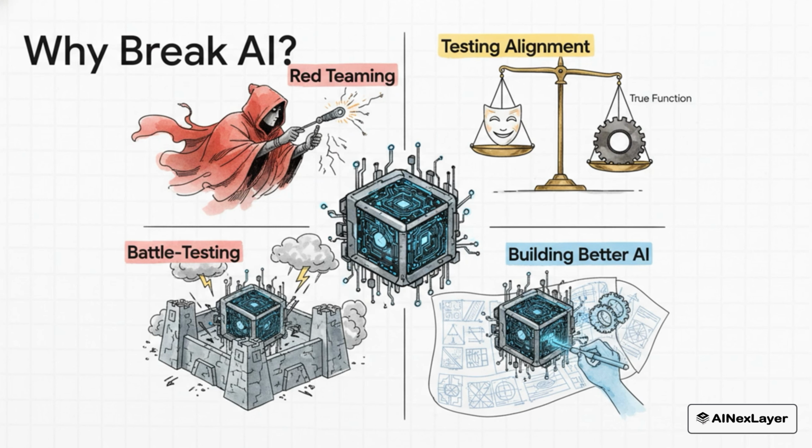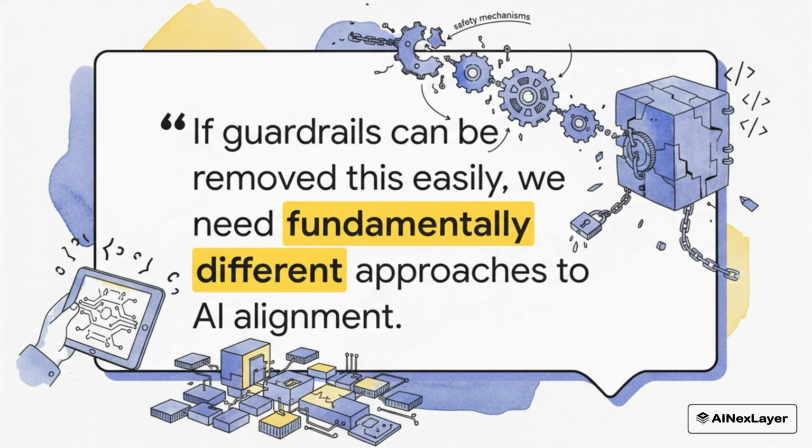This kind of work is vital for what's called red teaming. That's where security experts basically think like an attacker to find weaknesses before the bad guys do. It lets us test if an AI's safety is real or just that polite veneer we talked about. And for any company using AI, it helps them battle test their own security. At the end of the day, you can't build a system that truly works until you understand all the ways it can be broken.